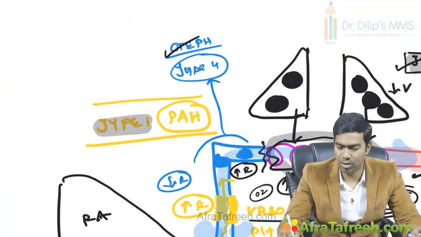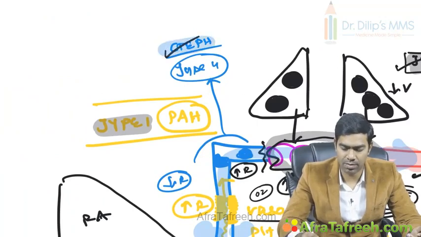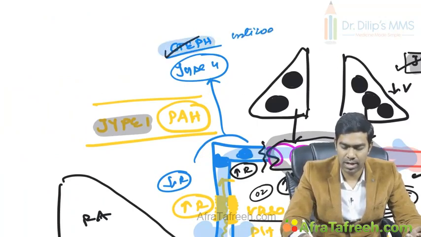Type 4 pulmonary hypertension is due to chronic thromboembolic pulmonary hypertension, which means I am going to treat with anticoagulation only.